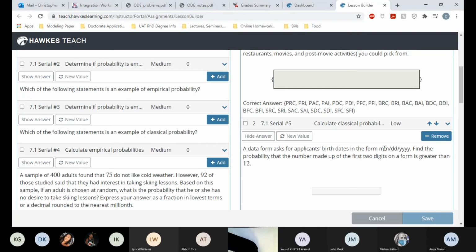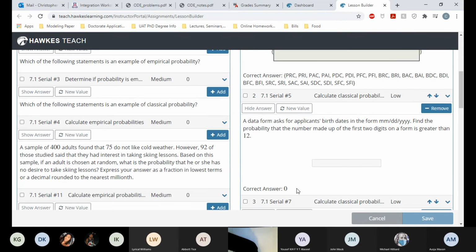But we'll see, it doesn't really matter in this case, because if you think about how many ways there are to get a number right here that is greater than 12, well, 12 is the biggest month, right? 12 referring to December, and we don't have a 13th month. We just start back over at 1, right? So having the first 2 digits on the form being greater than 12 does not make any sense. So that's why the probability is 0.